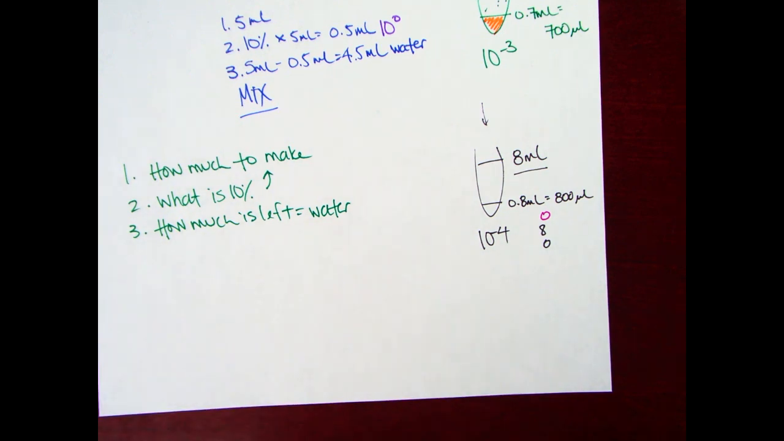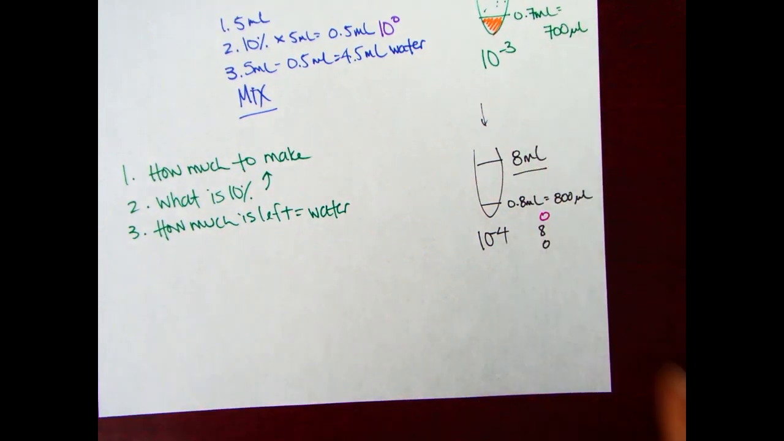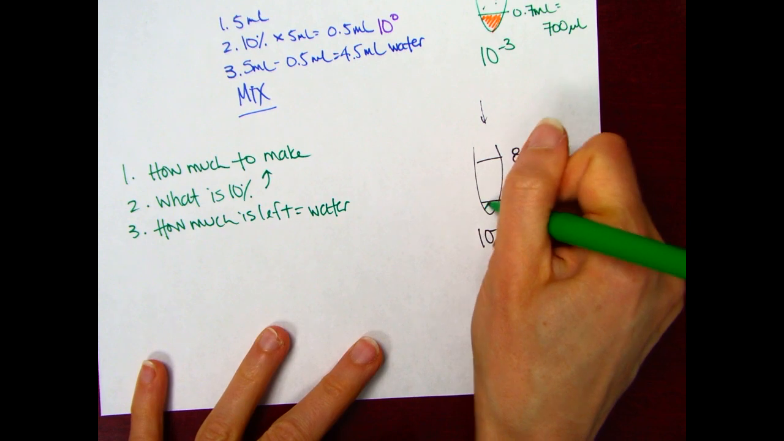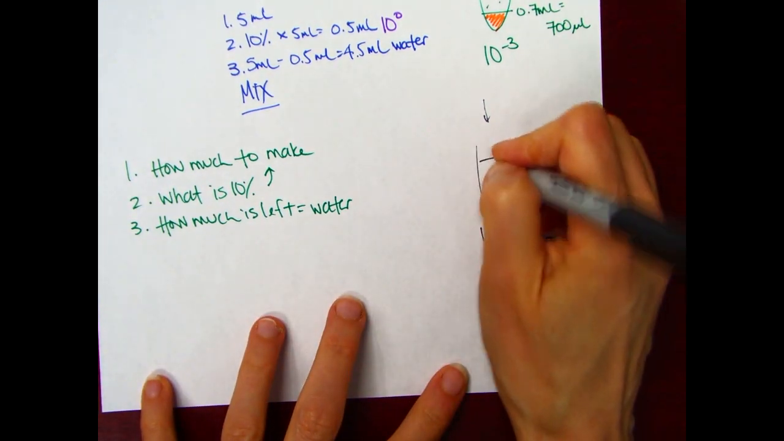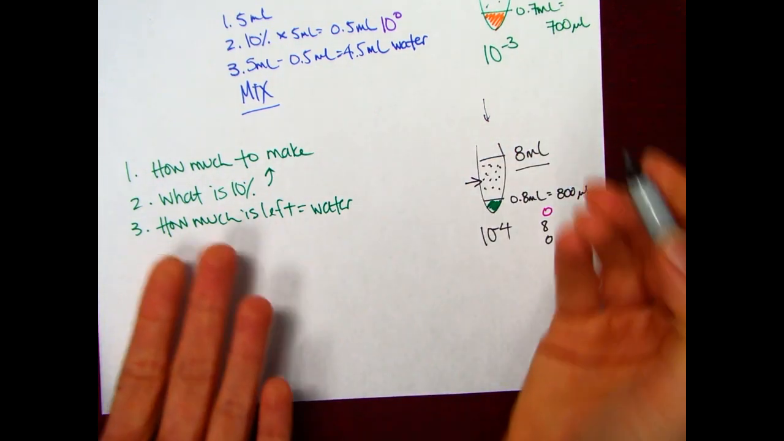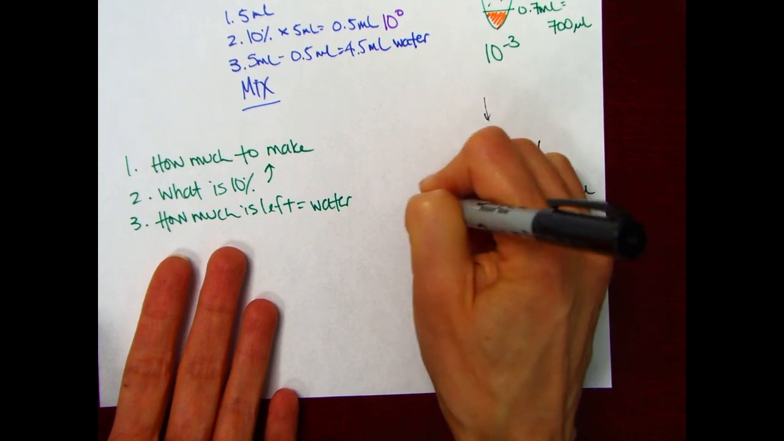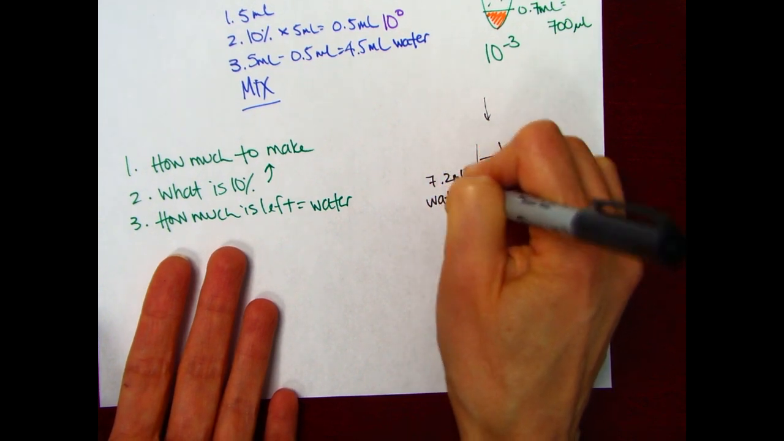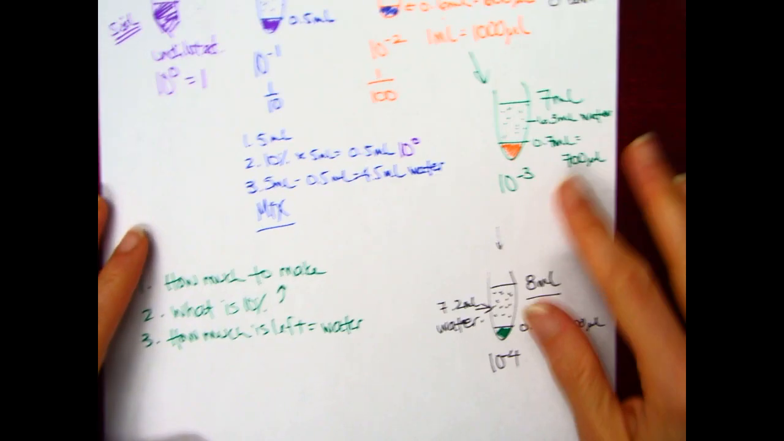And so then once we've added the 800 microliters from the 10 to the minus 3 tube, then the rest of this volume will be the remaining volume. 8 minus 0.8 is 7.2 milliliters of water. So hopefully this gives you guys an idea of how to make dilutions.